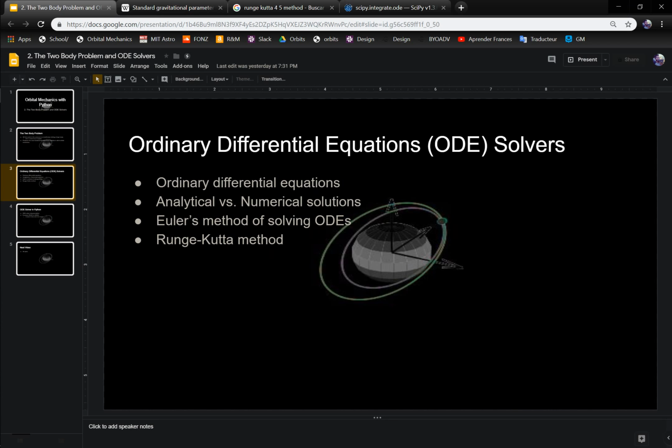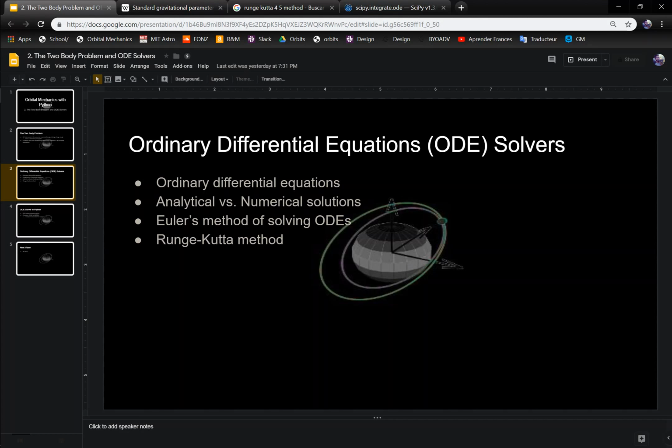So then we get to ordinary differential equations and their solvers. An ordinary differential equation, and we're going to get the Wikipedia version of this, is an equation containing one or more functions of one independent variable and the derivatives of those functions. So what you have here is a differential equation because you have a differentiated quantity, which is acceleration. And what you want to know is the position of your spacecraft versus time. So you have to take the integral once to get velocity and the integral twice to get your position over time. So that's why we have a differential equation.